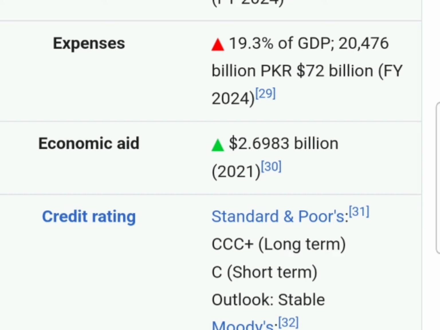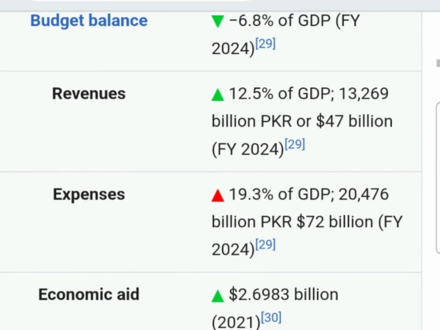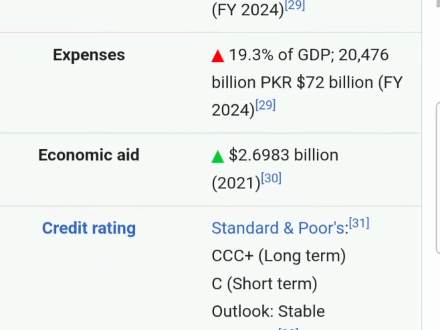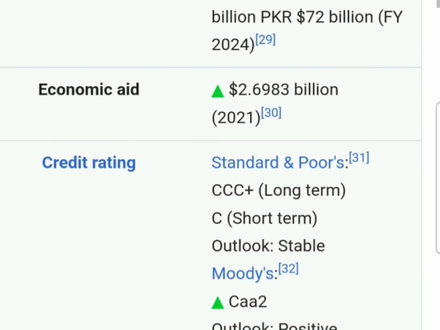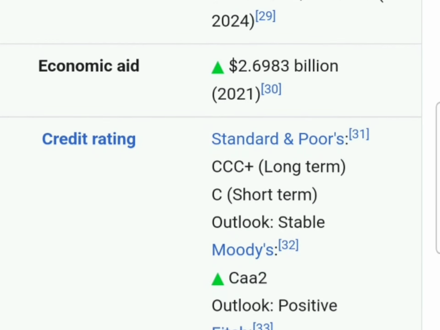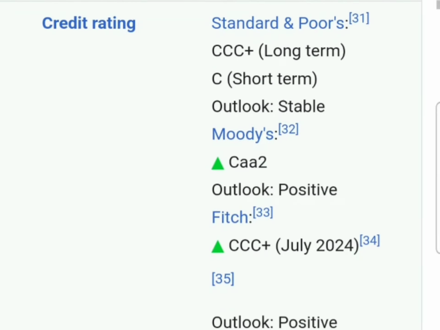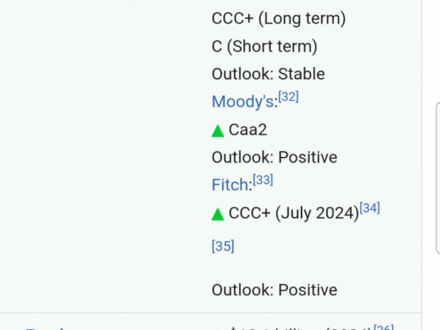Our total GDP is 375 billion US dollar, in which revenue is 12% of GDP and expenses are 19% of GDP. While economic aid we generally receive in a year is almost 2.7 billion US dollar. In credit rating, Pakistan has CCC plus and Caa2 with a positive outlook from Moody's, while Fitch has predicted that Pakistan has CCC plus and the outlook is positive. And our foreign reserve is currently 16 billion US dollar.